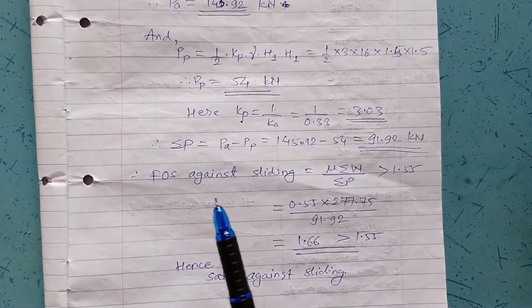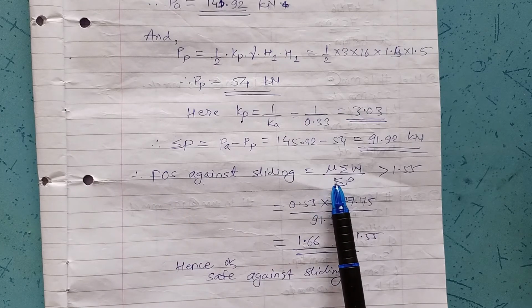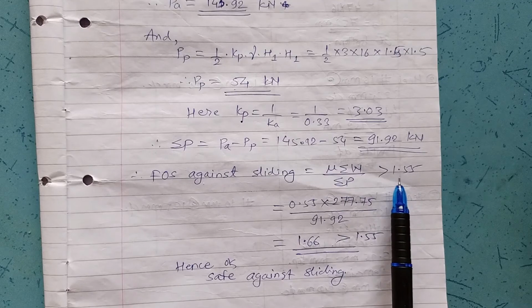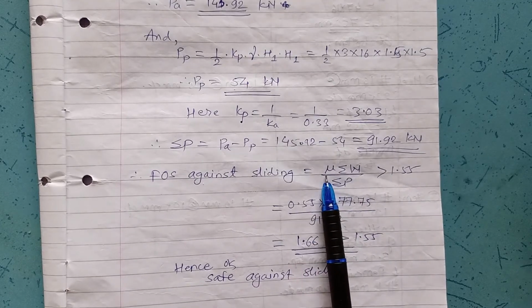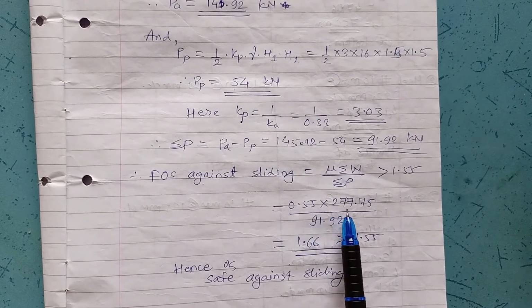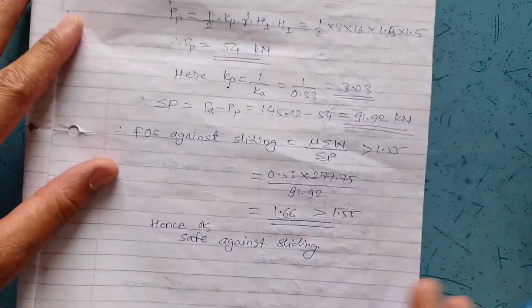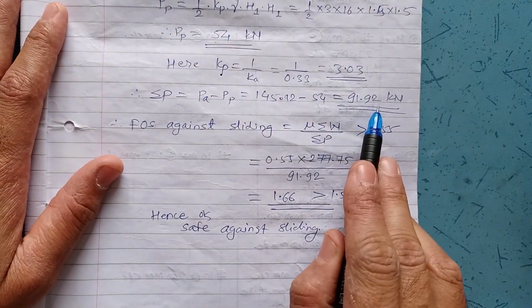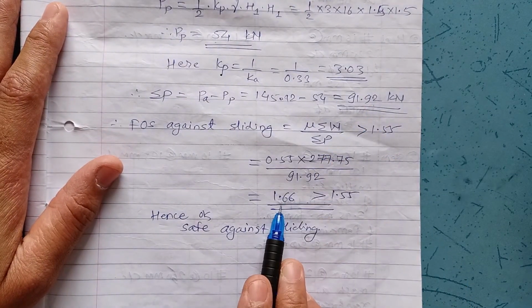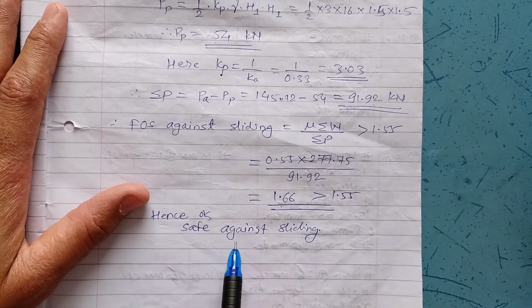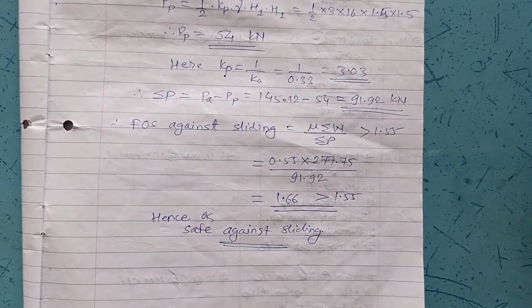Hence factor of safety against sliding will be calculated as mu into summation W by summation P. It should be greater than 1.5. This frictional coefficient is given as 0.55. Total weight W we have calculated as 277.75 kilonewton, and summation P we have calculated as 91.92, and hence this ratio comes to 1.66, which is greater than 1.5. Hence our section is safe against sliding.